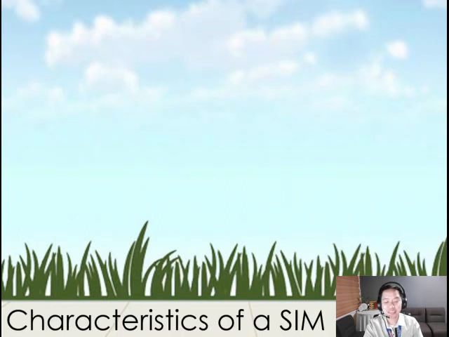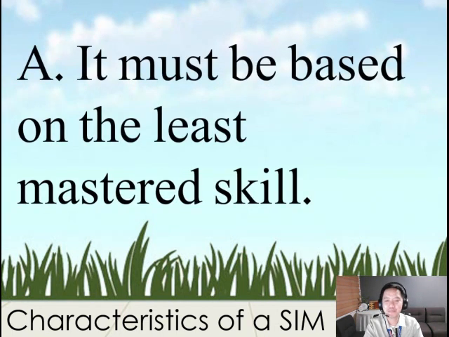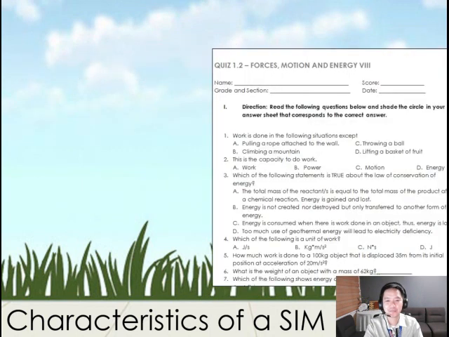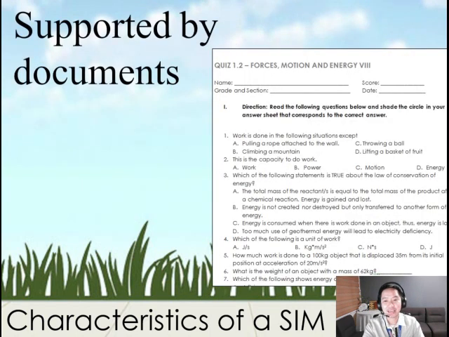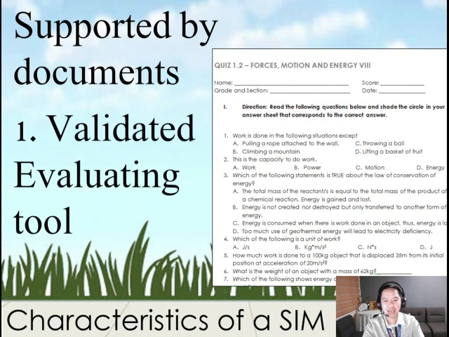Here are the different characteristics of a strategic intervention material. A. It must be based on the least master skill. In order to be classified as a least master skill, it should be supported by the following documents. First, validated evaluating tool. The teacher has to administer a pretest to determine the least master skill of the learners. You can ask for the help of your department head, your colleagues, and master teacher to validate your assessment tool.